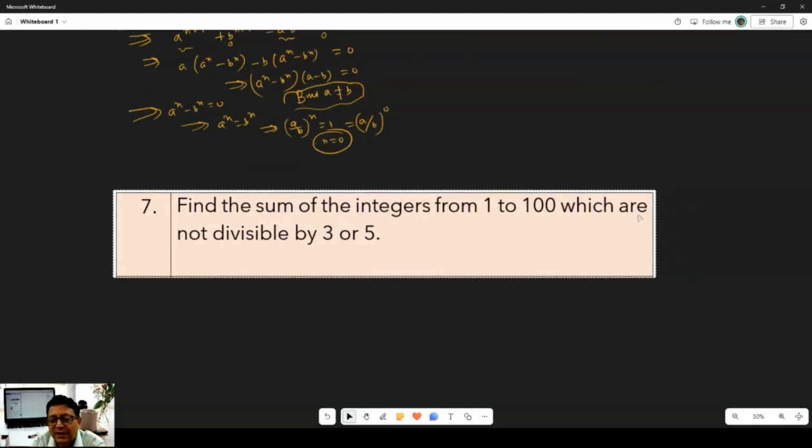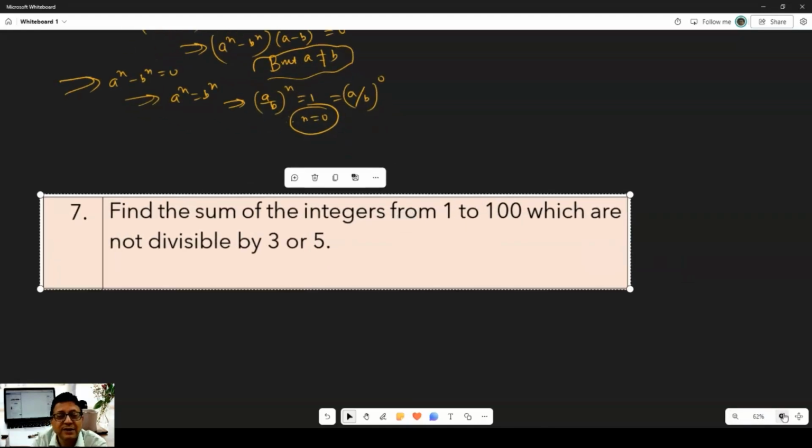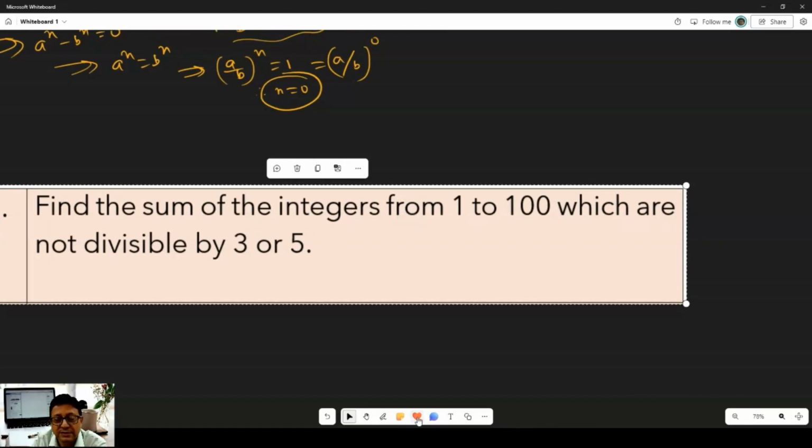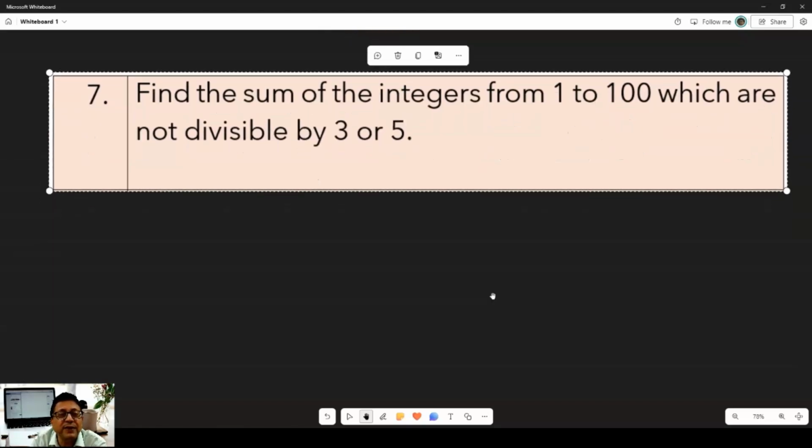Find the sum of the integers from 1 to 100 which are divisible by 3 or 5. Find the sum of the integers from 1 to 100 which are divisible by 3 or 5. This is just a type of sum. I told you I will be discussing all the types.